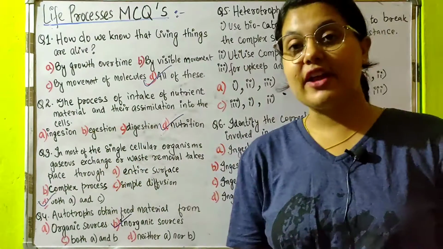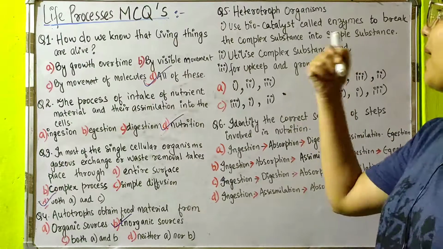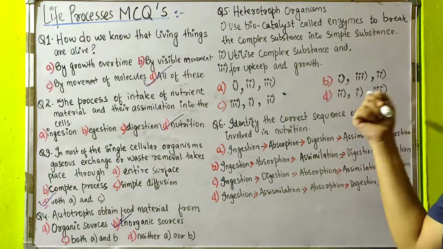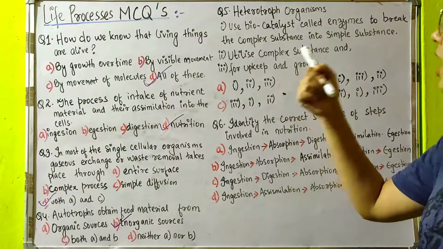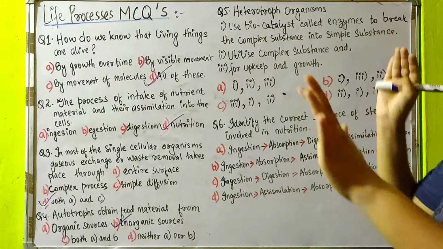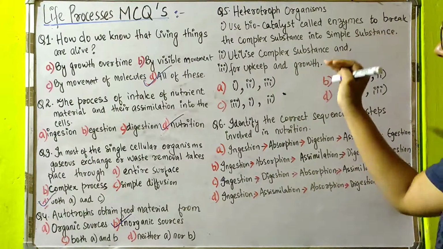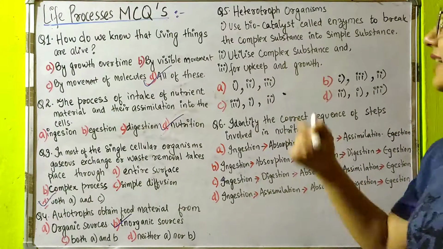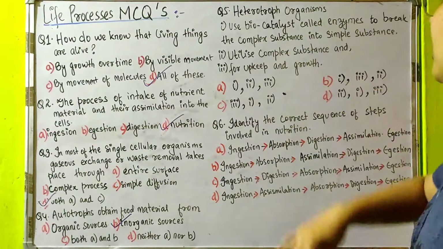Question number 5: heterotroph organisms use biocatalyst called enzyme to break the complex substance into simple substance, utilize complex substance and for upkeep and growth. These are jumbled up sentences, students. You need to choose the correct sequence out of this. So let us go for it now.